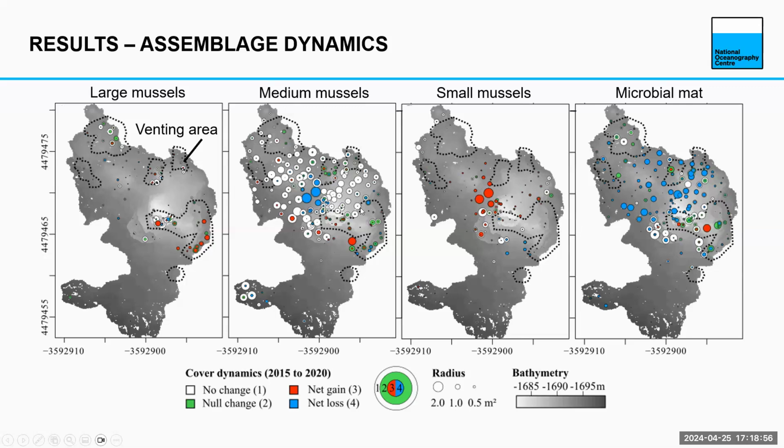For medium mussels, except in venting areas, we observe an overall stability on the edifice, as shown by this white circle, except in this very specific patch, which transitioned from medium to small mussels for an unknown reason. And for microbial mats, except in venting areas, it seems that the decline occurred mostly on the edifice. Right.